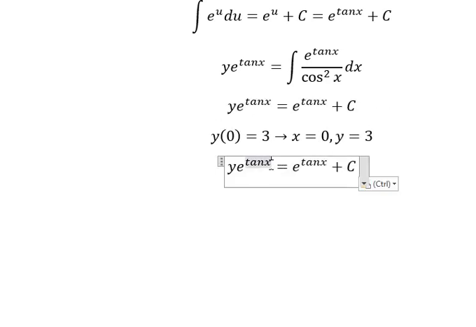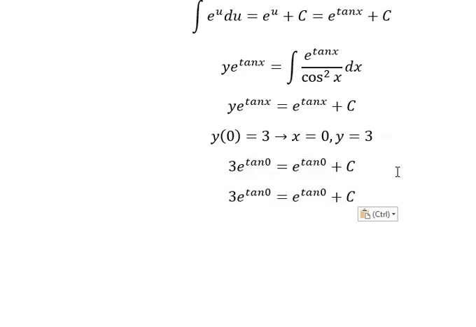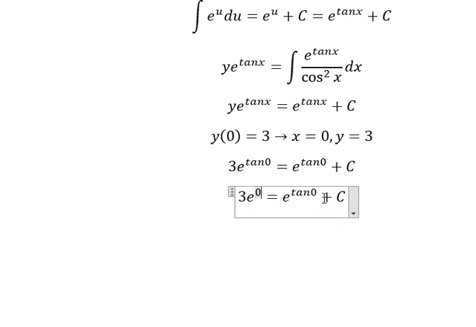So I will put 0 here, 0 here, and 3 here to find the value of c. So this one we have 0, 0. So this one we have 1. This one we have 1. And now c equals 3 minus 1.